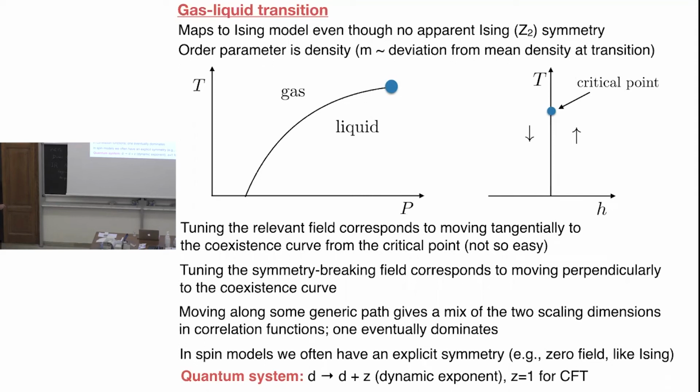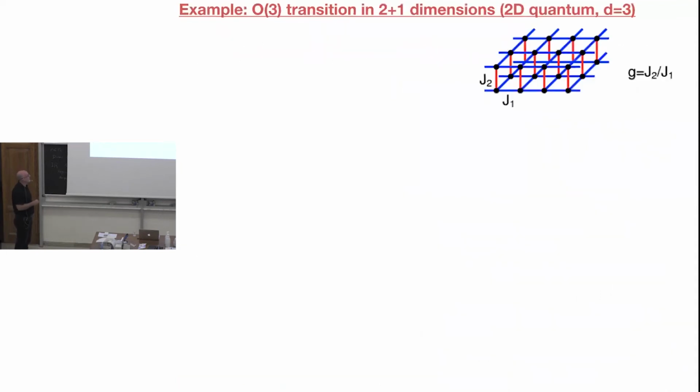You just have to replace the dimensionality by d plus z, where in general z is the dynamic exponent, but in CFTs it's even easier because z is 1, right? So you just increase the dimension by 1. Okay, so sorry if that was too hand-waving and elementary for you, but at least it's some pictures I have in mind to understand what's going on.